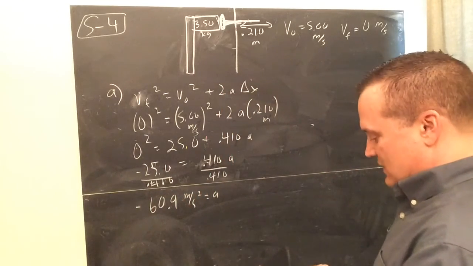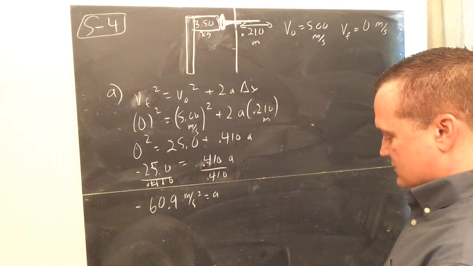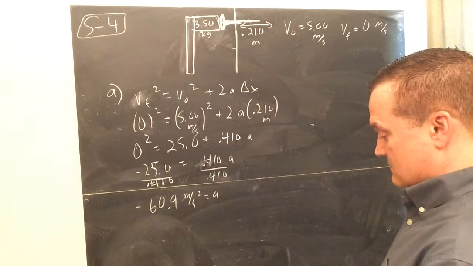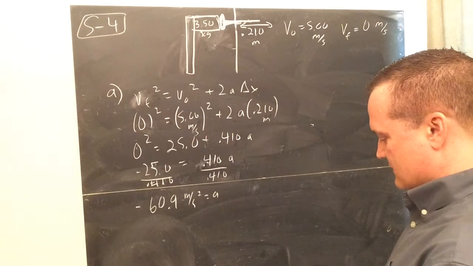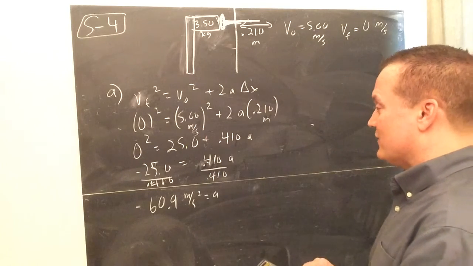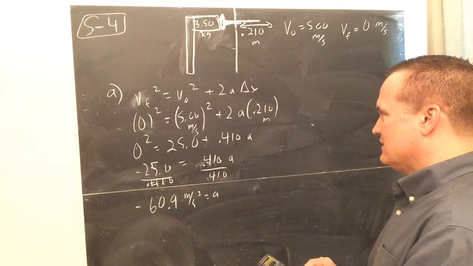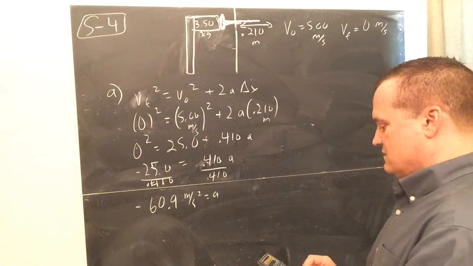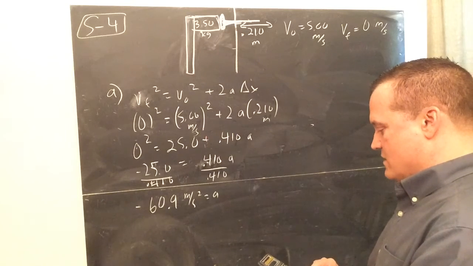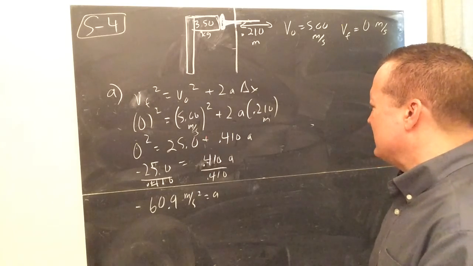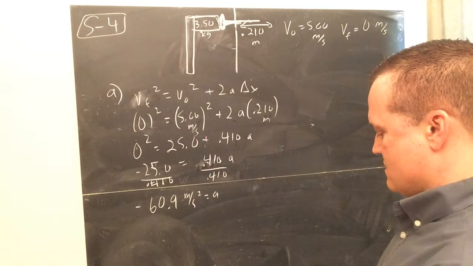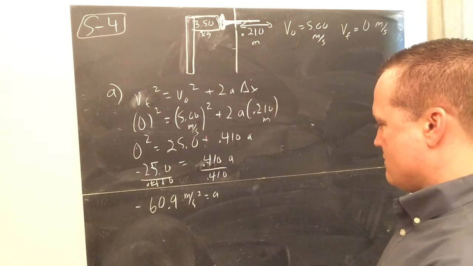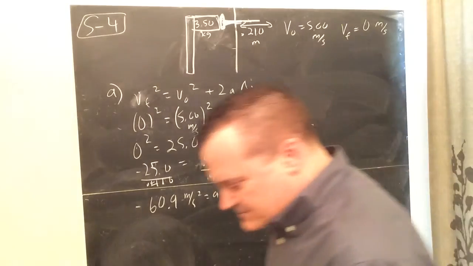So 25 divided by 2 divided by 0.210. Wait a minute. Oh, I did this wrong. Hold on. 25 divided by 0.410, 60.9. No, I guess I did do it right. What a weird thing. Yeah, it looks like that is right. Okay. All right. Now, I almost typed the wrong number.